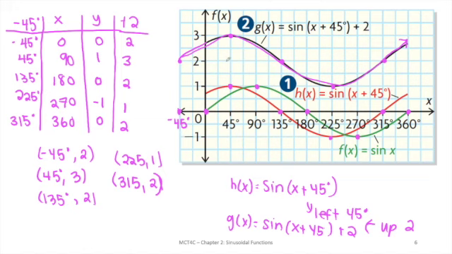Sorry, I'm on the red graph. Up 1, 2, and put a dot. Red graph up 1, 2, put a dot. Up 1, 2, put a dot, and it kept going.